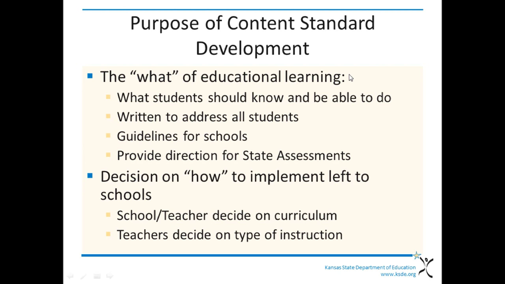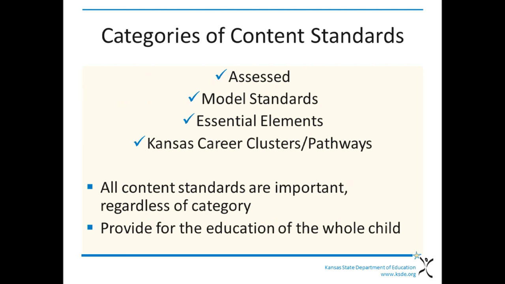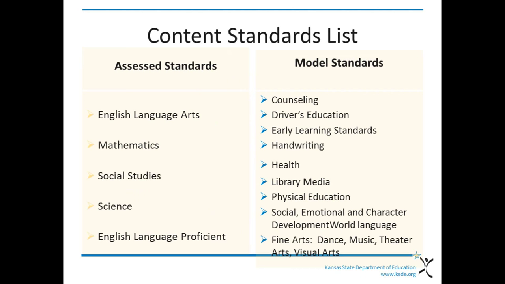We divide our standards work into four categories, and those are our assessed standards, our model standards, our essential elements, and then the Kansas career clusters and pathways. All of these content standards are important regardless of the category. We just use those to divide them so that you can know in which category they fall, and they provide for the education of the whole child. The next three slides list the standards developed and reviewed by KSDE, and we start off with the assessed and model standards. I'm not going to read the slide because you'll be able to have those, but on one side we have the assessed standards, on the other side we have our model standards.